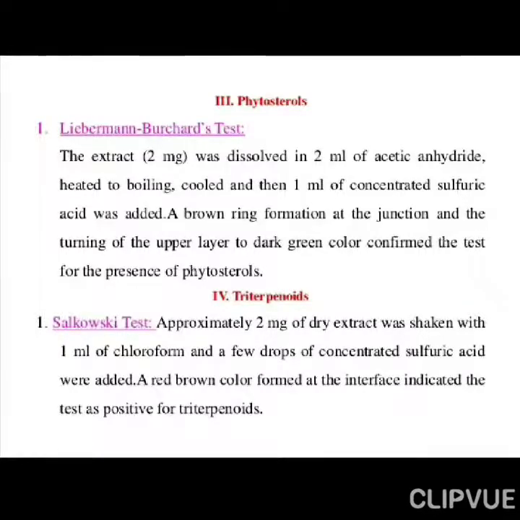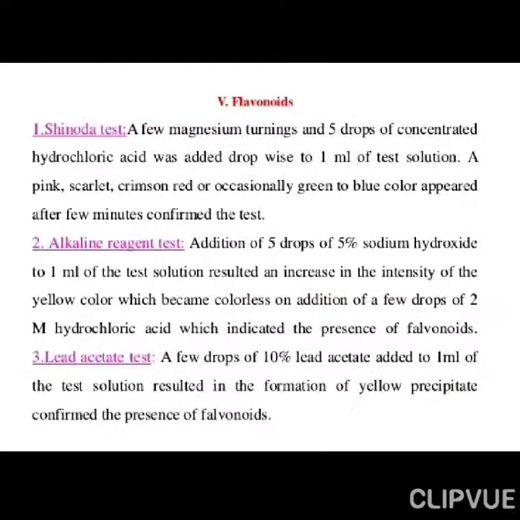Triterpenoids, Salkowski test: approximately 2 mg of dry extract is shaken with 1 ml of chloroform, then a few drops of concentrated H2SO4 are added. A red brown color formed at the interface indicates that the test is positive for triterpenoids.